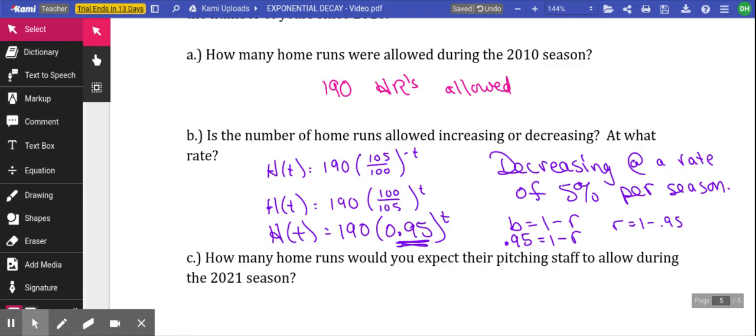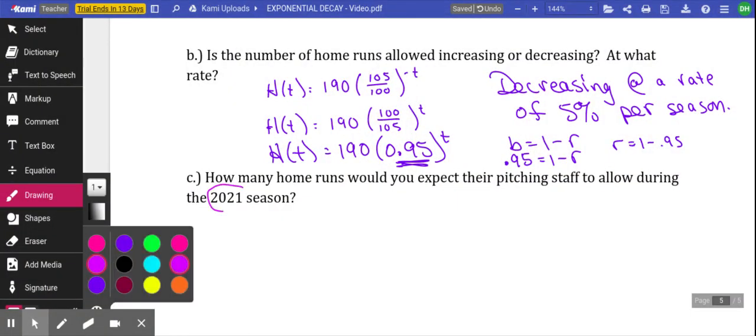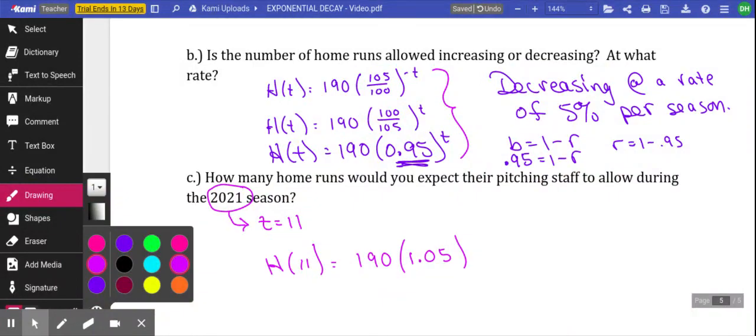How many home runs would you expect their pitching staff to allow during the 2021 season? Well, that's 11 years since 2010. So we're going to substitute an 11, and we'll say h of 11 is 190, and you could use any of those functions. I'm just going to go back to the original function to be safe. That way, in case I did make a careless mistake somewhere in that process in part B, that mistake won't cost me this answer right here. And we'll just evaluate this on our calculator.